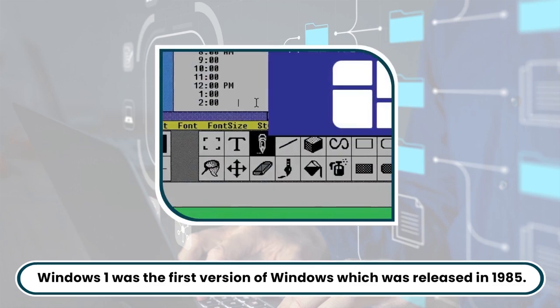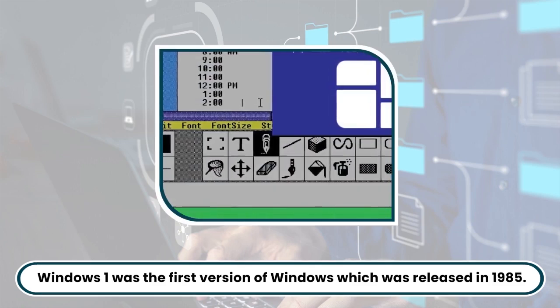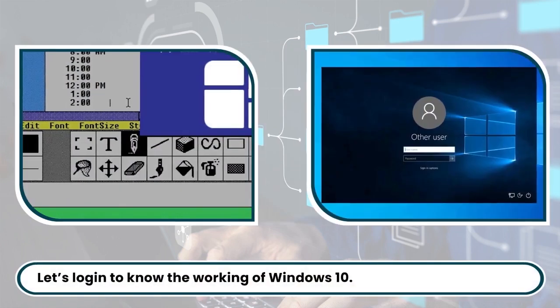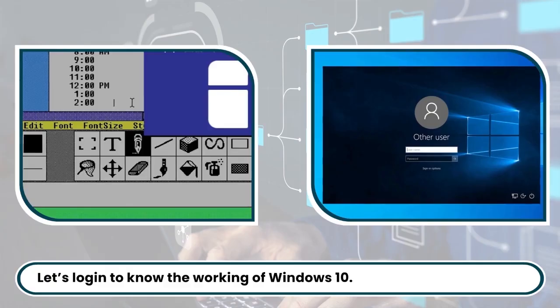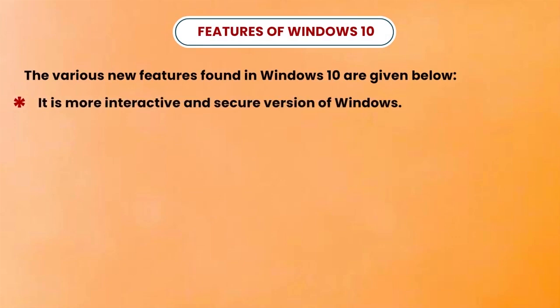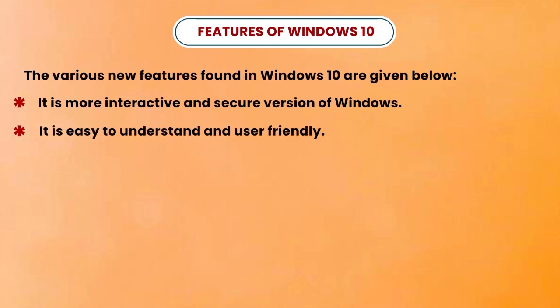Windows 1 was the first version of Windows which was released in 1985. Let's log in to know the working of Windows 10. Features of Windows 10. The various new features found in Windows 10 are given below. It is more interactive and secure version of Windows. It is easy to understand and user-friendly.